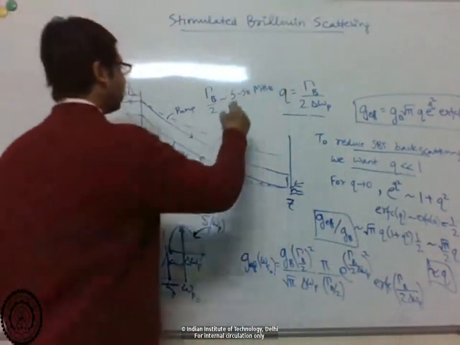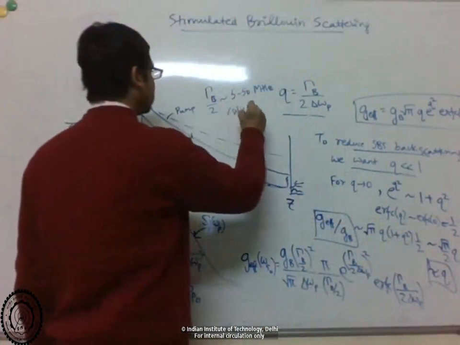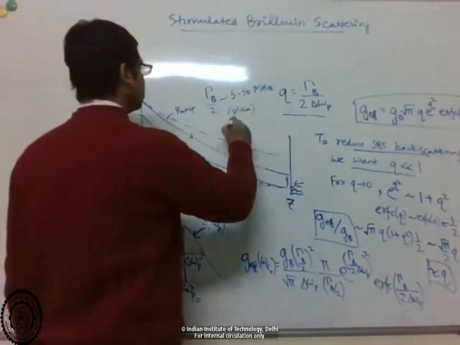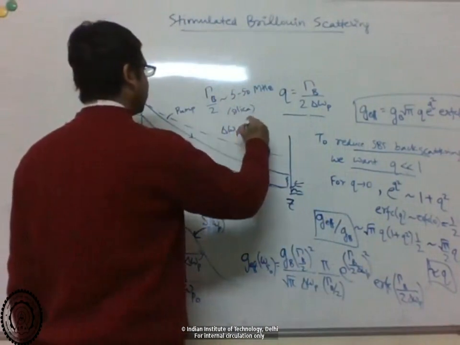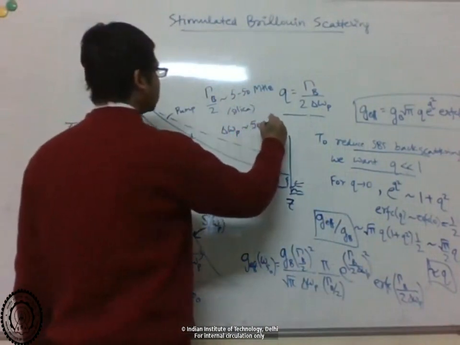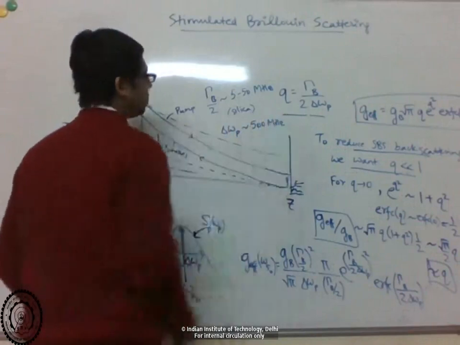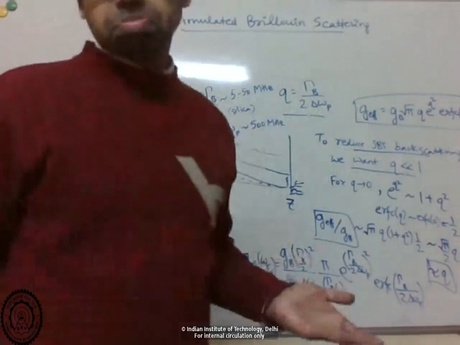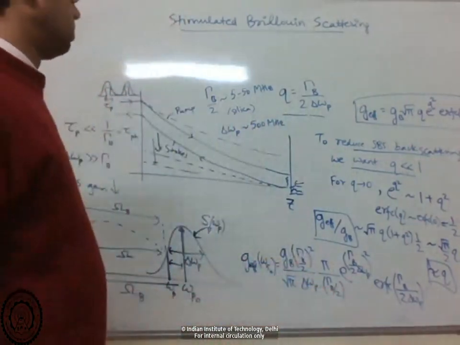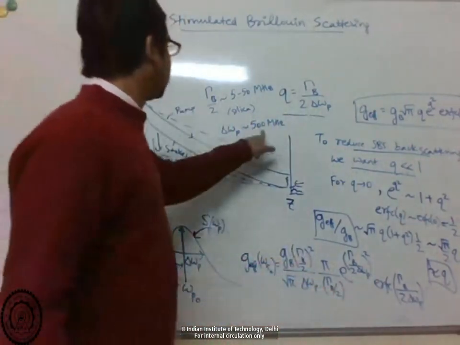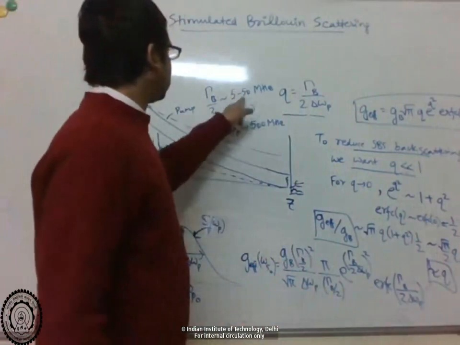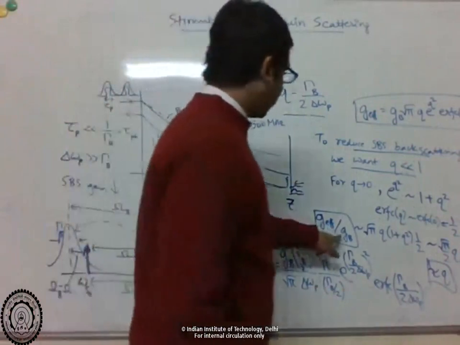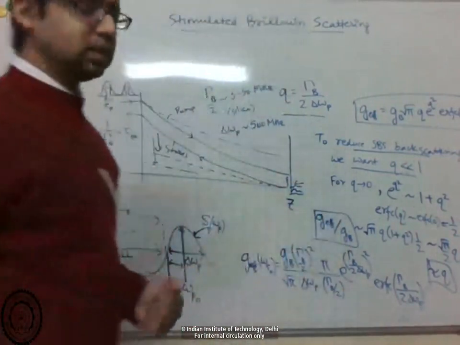So for silica optical fibers, for example, if I choose delta omega p to be 500 megahertz, it doesn't need to be very broad. 500 megahertz is actually quite narrow by optical standards. So this ratio is 1 by 10 compared to 50 megahertz, so you can reduce the effective gain by 1 by 10.